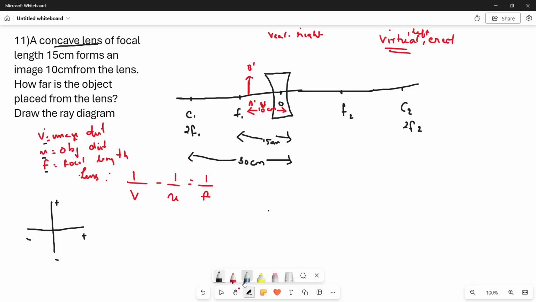And one more key point to be noted is that the focal length of your concave lens is negative and focal length of your convex lens is positive. This you have to keep in mind. Always the focal length of a concave lens is negative in magnitude.